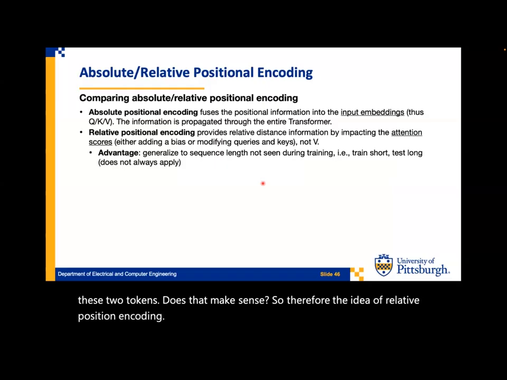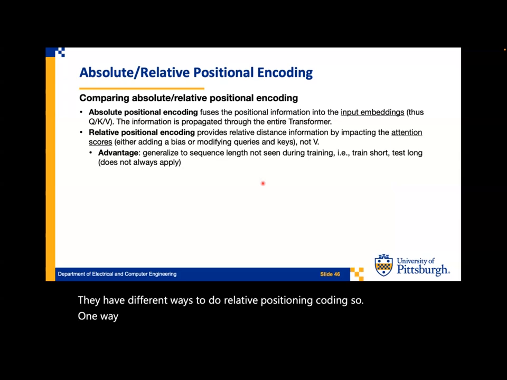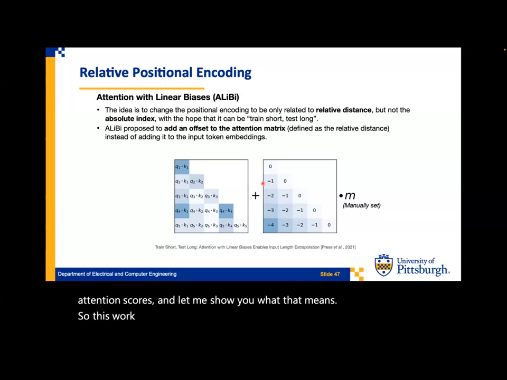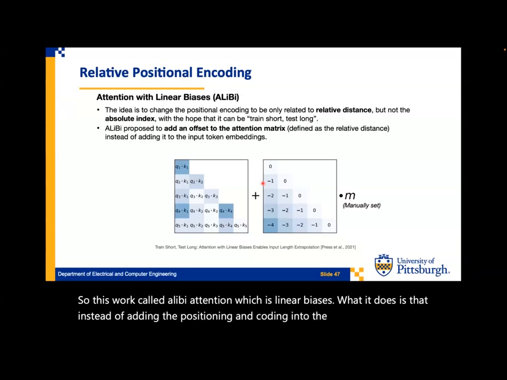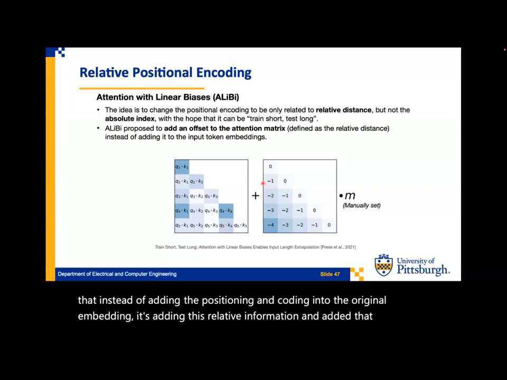So therefore, the idea of relative positioning encoding. There are different ways to do it. One way is to provide the relative distance information by impacting the attention scores, and let me show you what that means. This work is called ALiBi, attention with linear biases. Instead of adding the positioning encoding into the original embedding, it adds this relative information into the attention map.